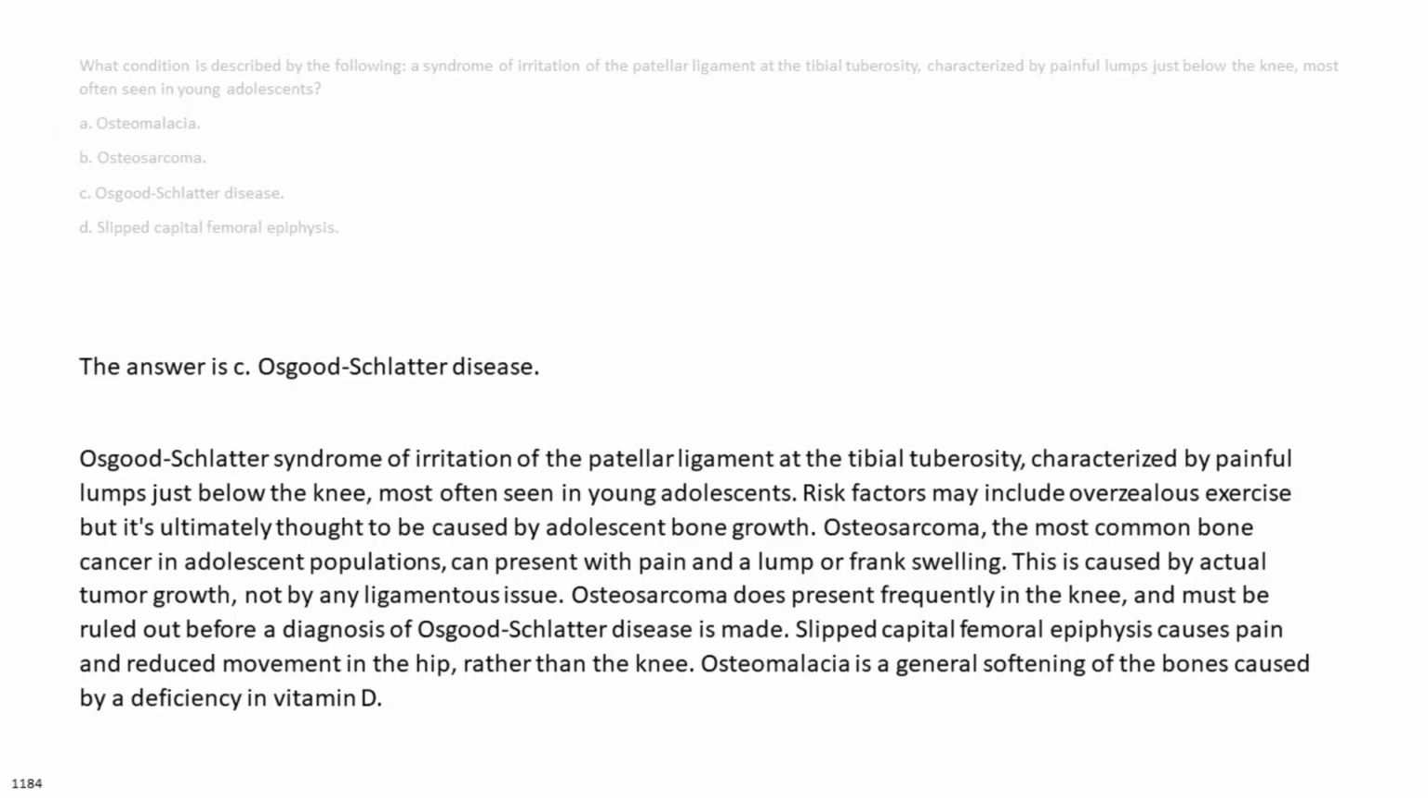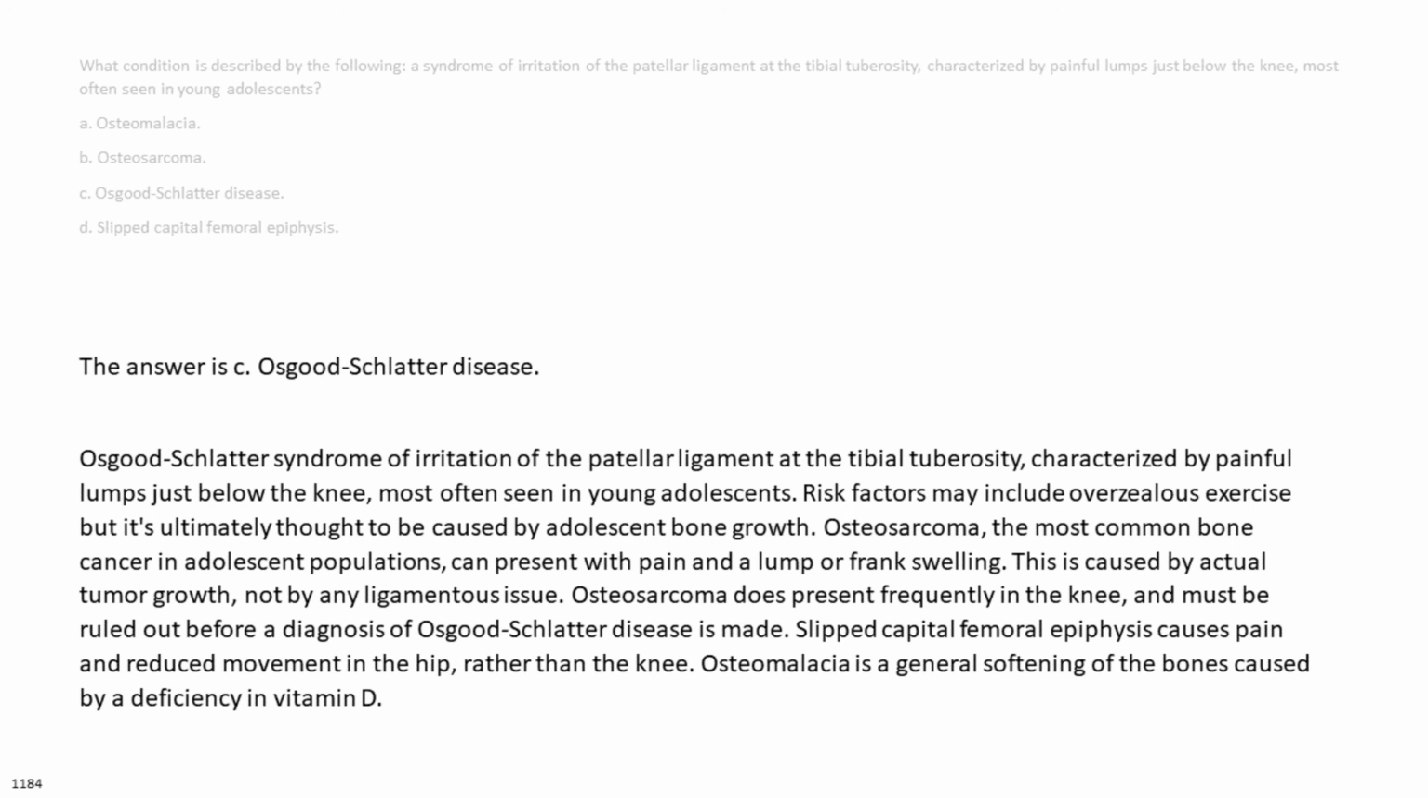The answer is C. Osgood-Schlatter disease. Osgood-Schlatter is a syndrome of irritation of the patellar ligament at the tibial tuberosity, characterized by painful lumps just below the knee, most often seen in young adolescents. Risk factors may include overzealous exercise, but it's ultimately thought to be caused by adolescent bone growth.